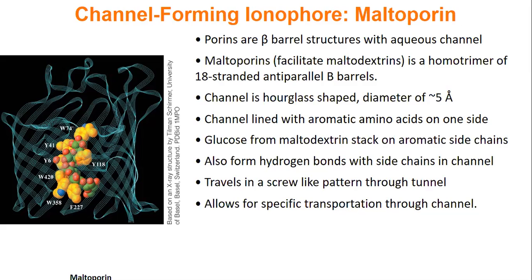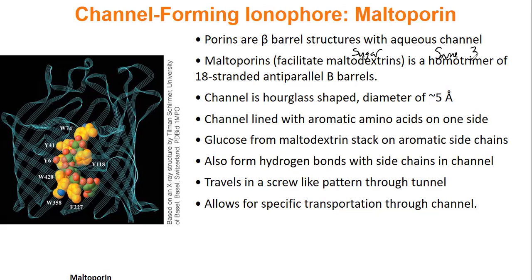maltoporins. So a porin is just a beta barrel. Remember, beta sheets. It's a bunch of beta sheets in a barrel. And in the middle, we have our channel, which will bring through a molecule. A maltoporin will bring through what's called maltodextrins. And it's just a sugar, basically. So it's a specific sugar, or specific sugars. And this is a homotrimer. So homo means same, right? Trimer means 3. So it's the same protein copied 3 times to make one structure. And each protein is 18 anti-parallel beta sheets.